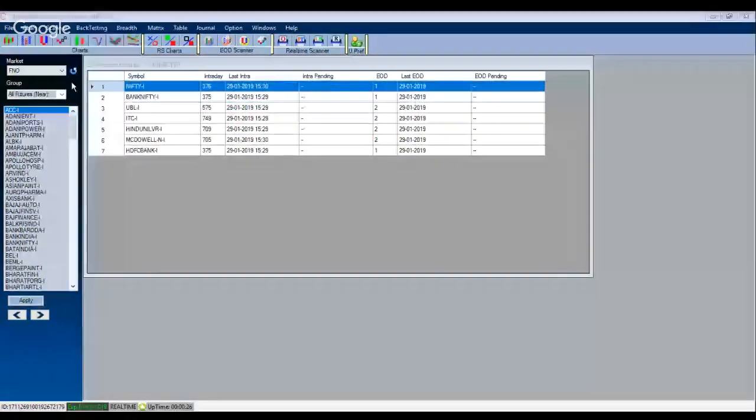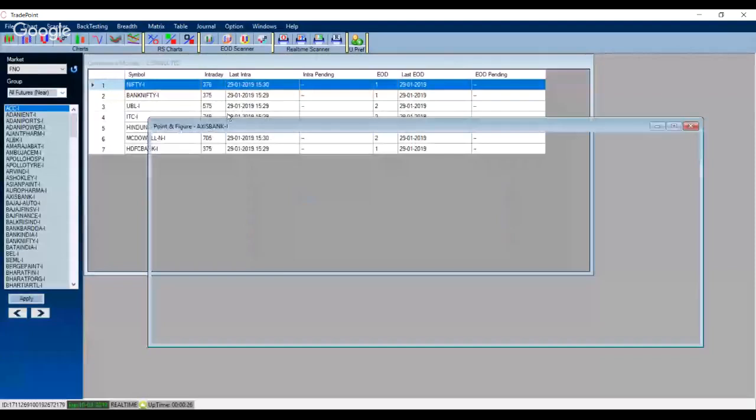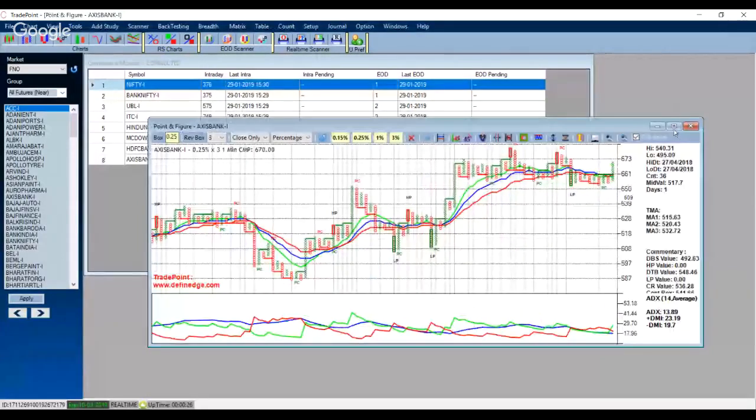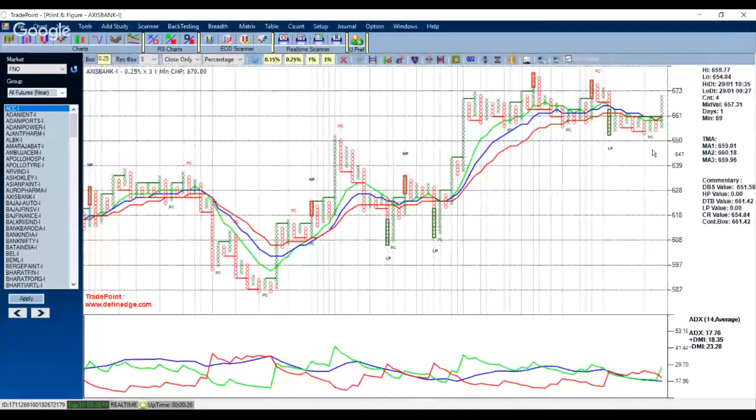Let's check Axis also. Again, Axis is kind of okay. The result, but see, this is the low pole formation. So the support is at 251. We're at 670. But we need to see what happens. Nothing doing on Axis right now.